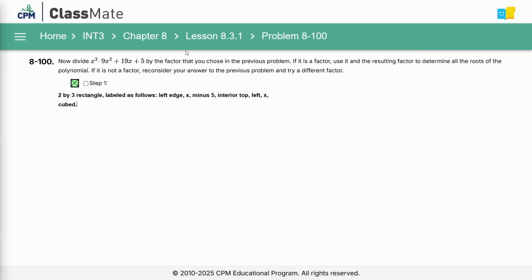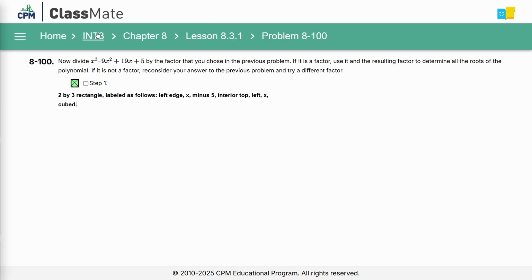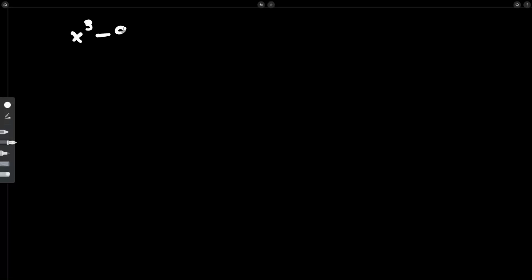Moving forward to 8-100, we are asked to now divide x cubed minus 9x squared plus 19x plus 5 by the factor that we chose in the previous problem. If it is a factor, use it and the resulting factor to determine all the roots of the polynomial. If it is not a factor, reconsider your answer to the previous question. Well, we already know that it's x minus 5, so we can immediately begin dividing. So we have x cubed minus 9x squared plus 19x plus 5 equals y.